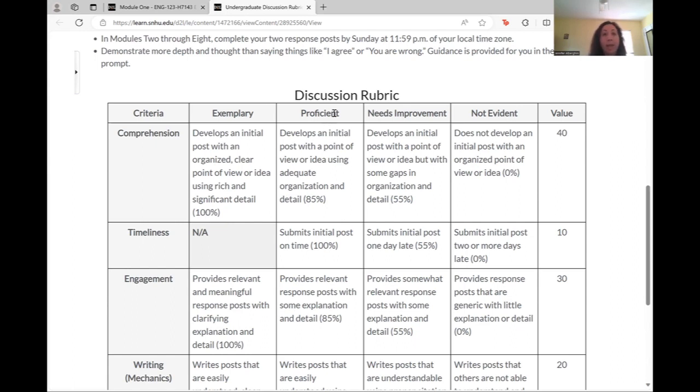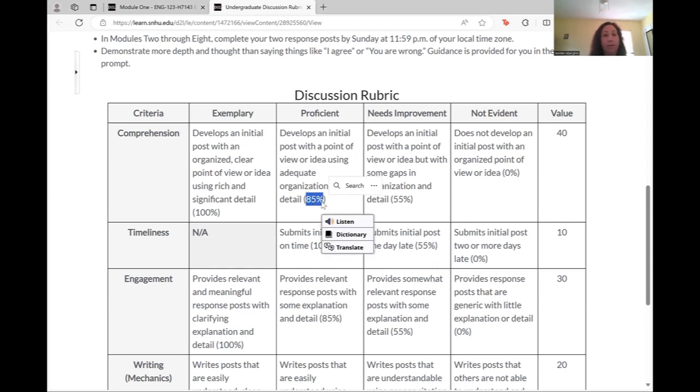A more common and still very, very good grade is proficient. Using comprehension still as an example, your initial post might meet expectations, answering all the questions in the prompt, but it could be something that we've seen before. As you'll see from reading each other's posts regularly, you'll find a lot of similarities with each other. So the difference between exemplary and proficient is that the exemplary stands out more and exceeds expectations. Proficient is worth 85% of the grade.